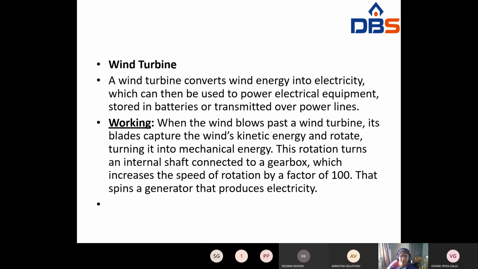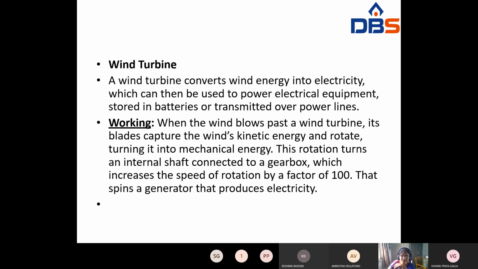Working: when the wind blows past a wind turbine, its blades capture the wind's kinetic energy and rotate, turning it into mechanical energy. The turbine has the rotor and blades. Whenever the wind flows, the turbine blades obtain the kinetic energy of the wind and then rotate. As the rotation increases, that kinetic energy is converted into mechanical energy.